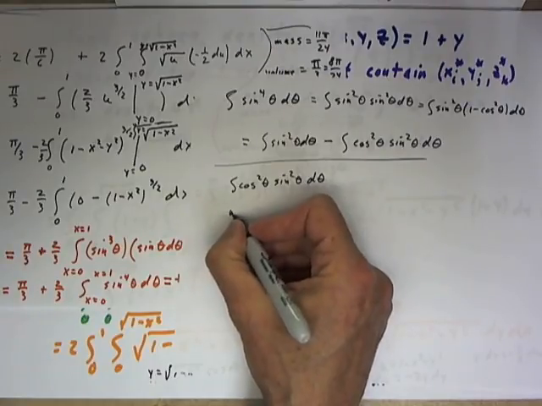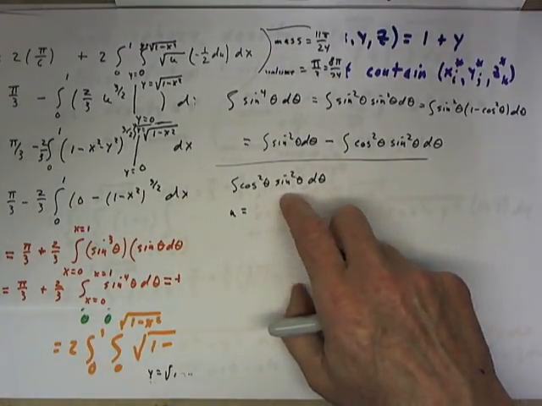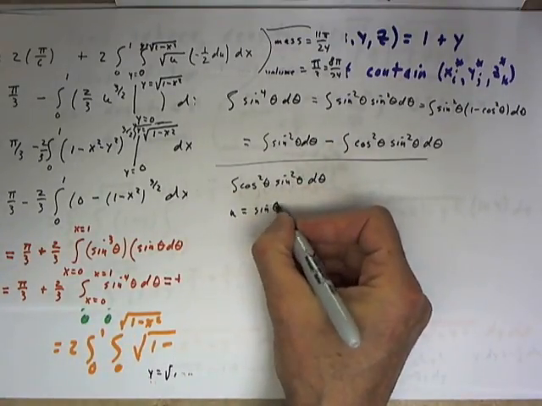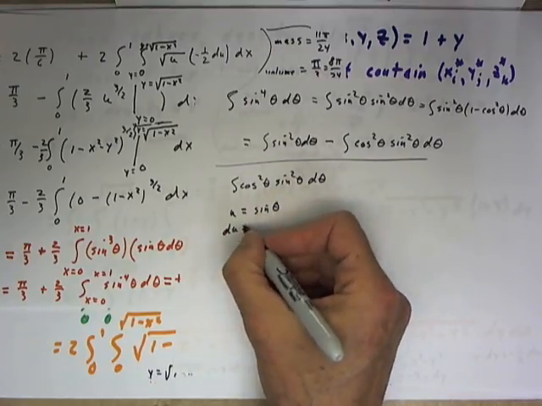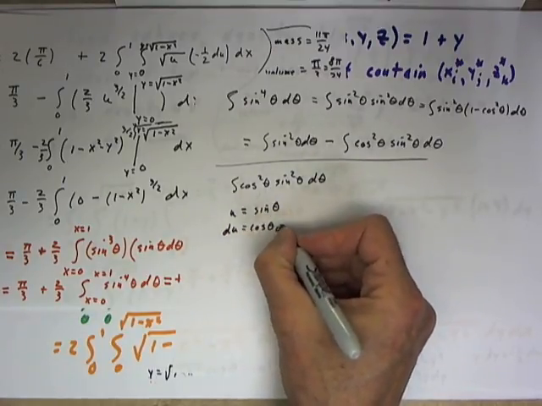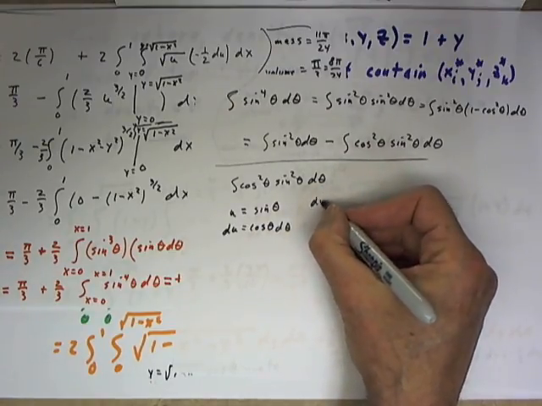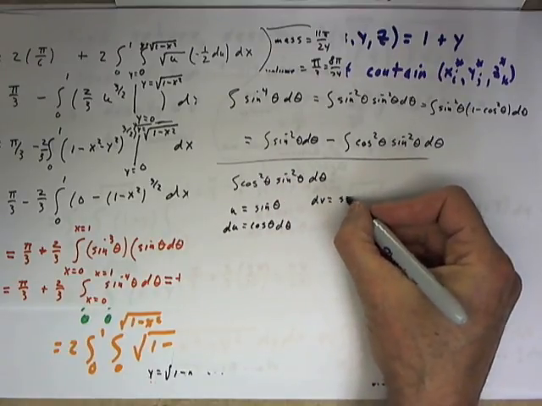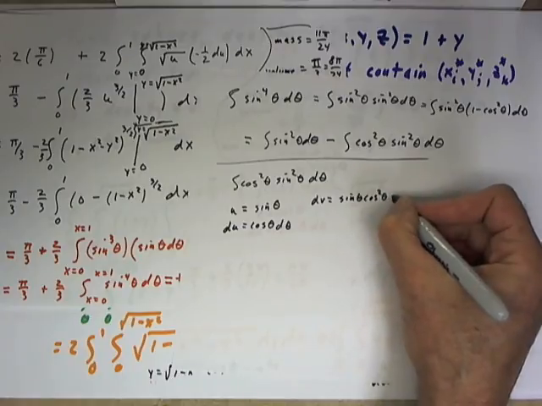Let's let u equal, well, it could be either the sine of theta or the cosine of theta. Let's just let u equal the sine of theta, so that du is cosine theta d theta, and then let dv equal what's left, which is sine theta cosine squared theta d theta.